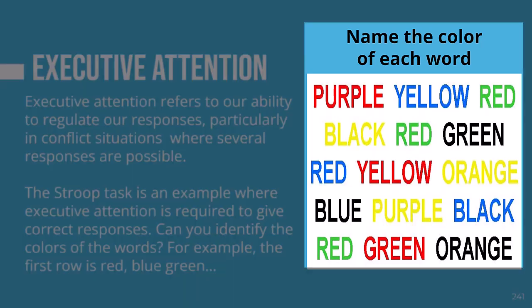This image is a section of the Stroop test. The purpose of the Stroop test is for you to concentrate to name the color of each word. So, for example, the first row would be red, blue, green. For a person to give the correct answers, the type of attention activated is executive attention.